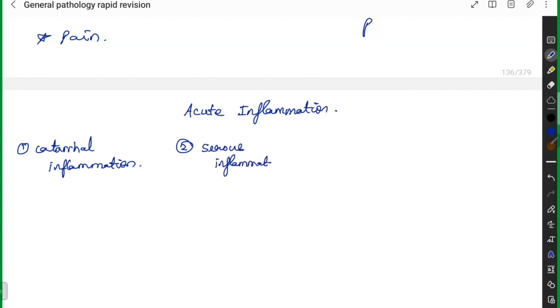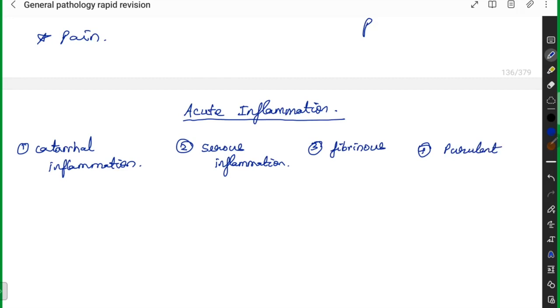So what is serous inflammation? Exudation of cell poor fluid, like your effusions from the cavity. And the third one is going to be fibrinous inflammation. There's a deposition of fibrin in the extracellular space due to the large vascular leak. And the fourth one is going to be purulent inflammation, otherwise called abscess, suppurative inflammation.